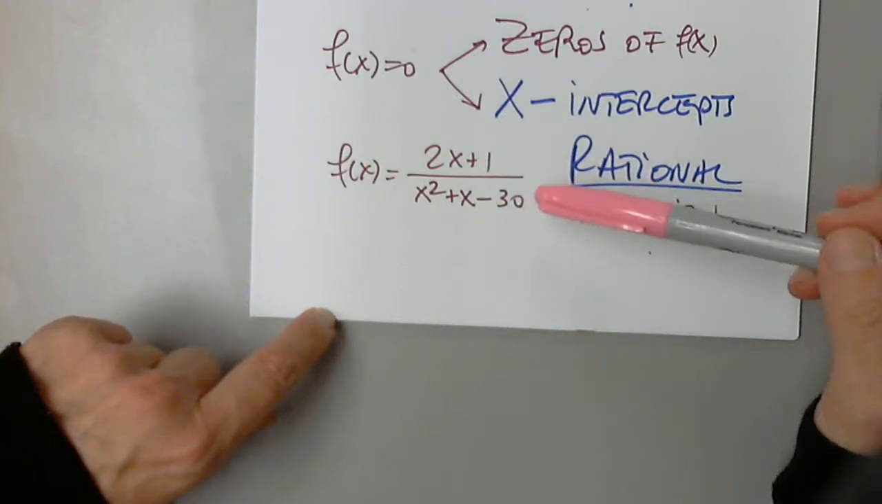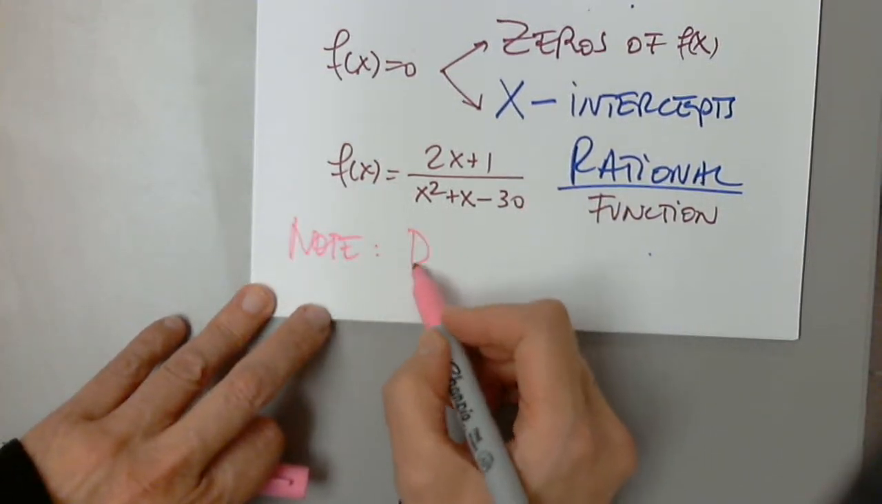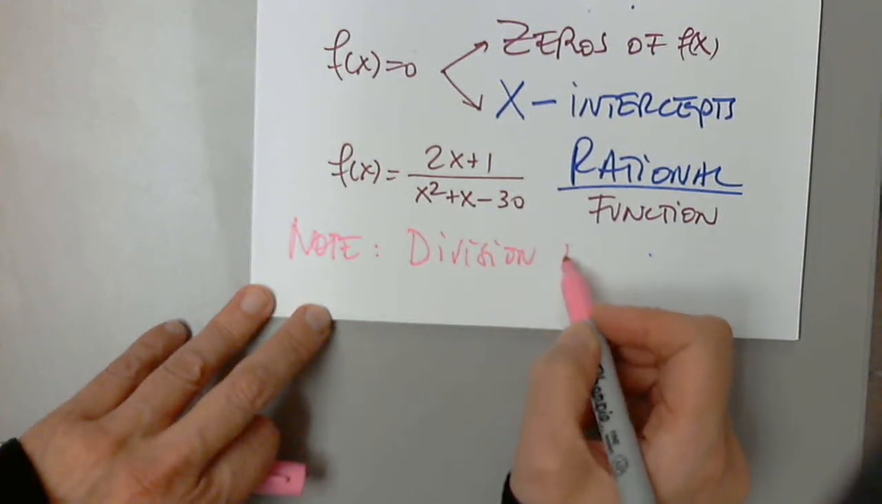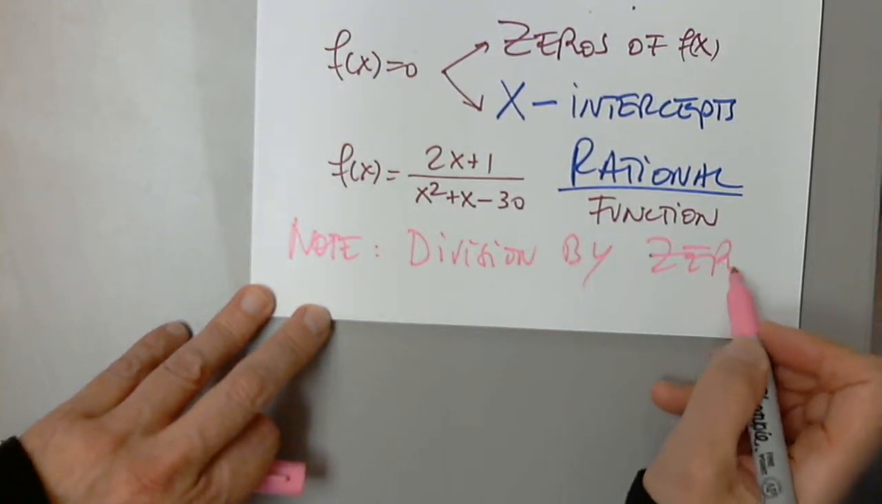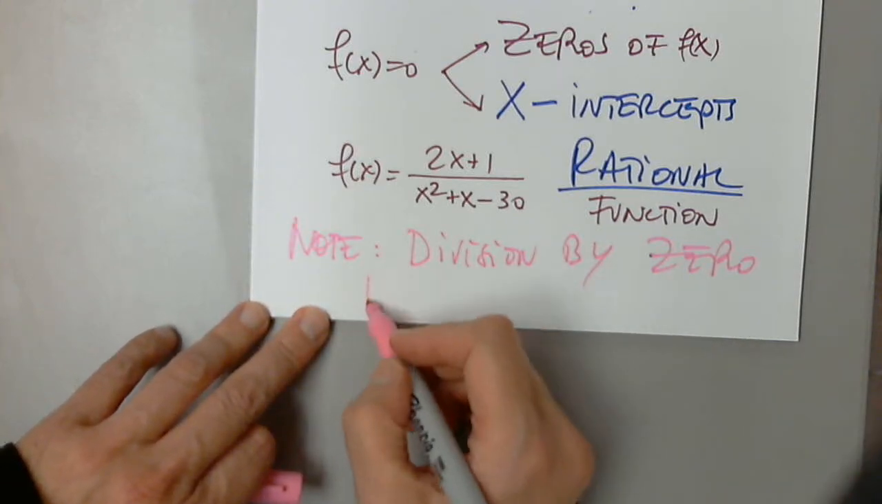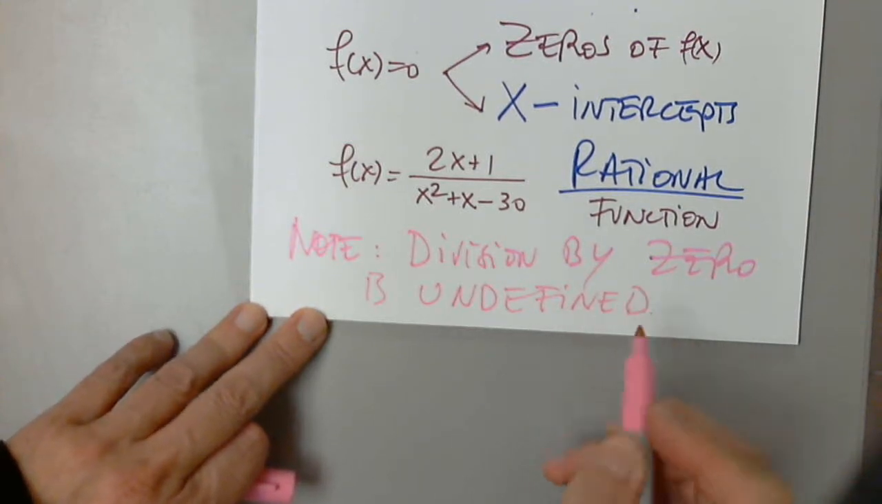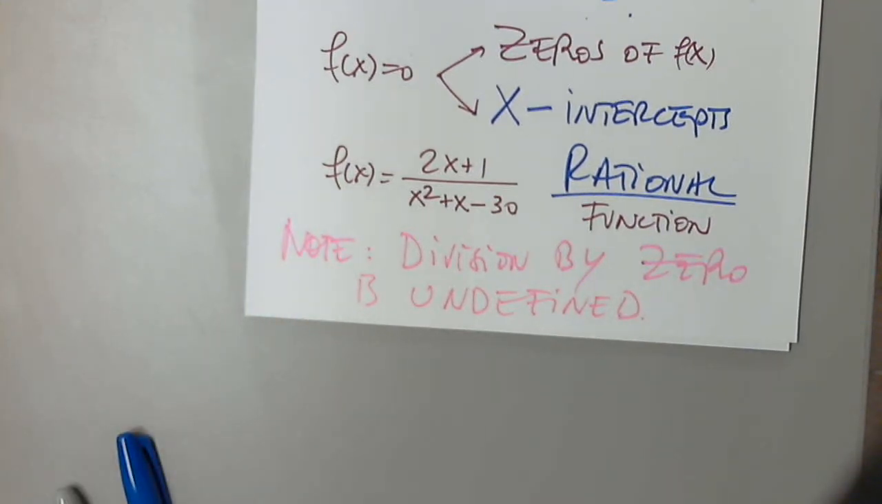Why? Because division by 0, yes, division by 0, we say does not exist, but we like to use the word undefined. Division by 0 is undefined. So that's what could go wrong.